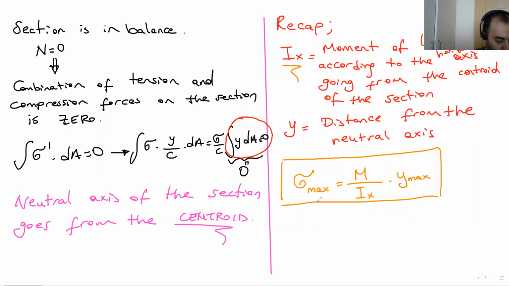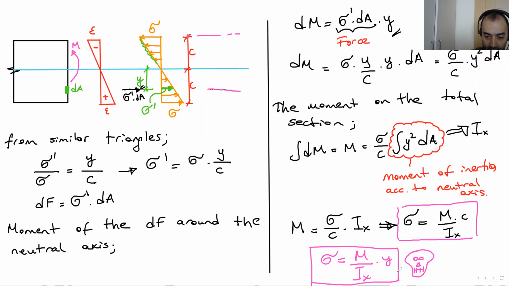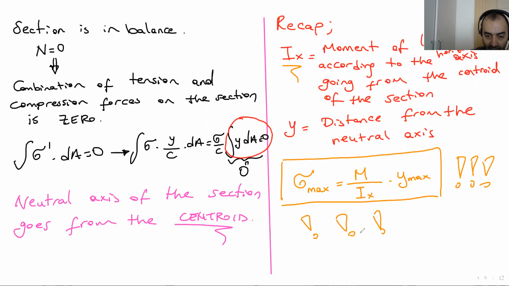This is the important equation. This is another form of the previous one. I showed an equation here. This is the same equation, but I try to make everything clear in this part. You have to know this equation. You have to know how to use it.